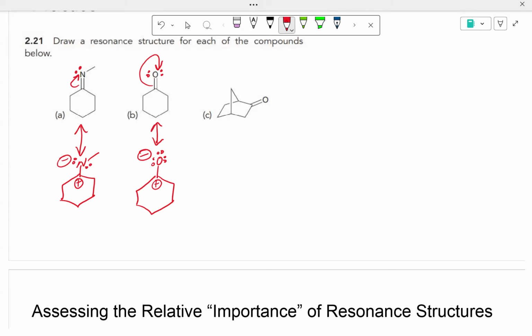And then finally with C, again, the only thing we can do here is move the pi electrons in that double bond towards the atom that is more electronegative. So in this case, I'm going to move them towards the oxygen. So the oxygen has a formal charge of -1, and the carbon that lost the electrons has a formal charge of +1.